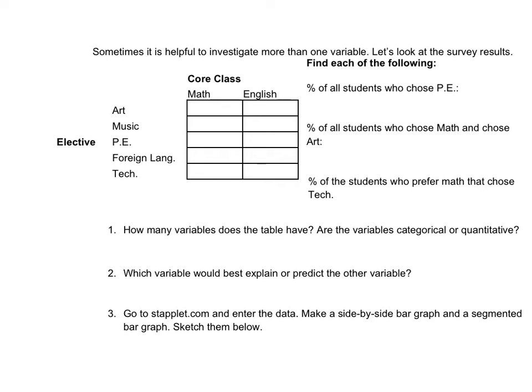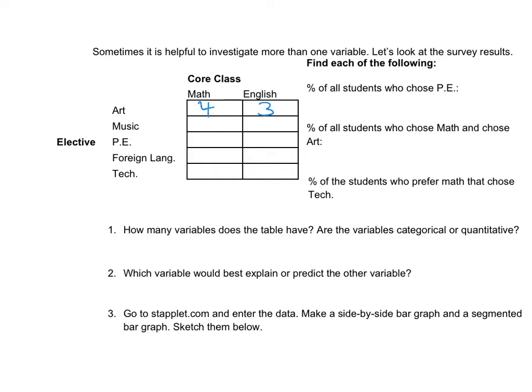All right, so for art, there were 4 people who liked math, and then there were 3 people who liked English. So remember, there were 7 people who chose art. 4 of them like math better, 3 of them like English better.